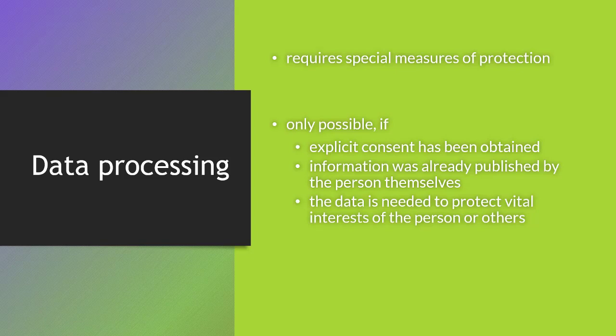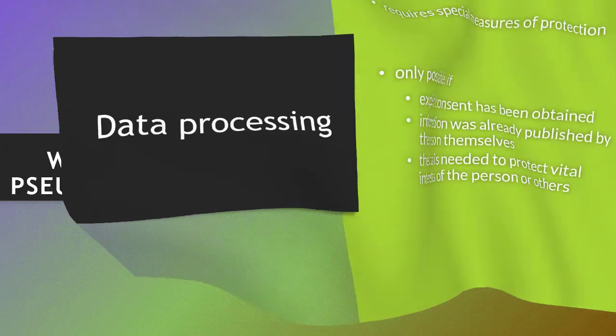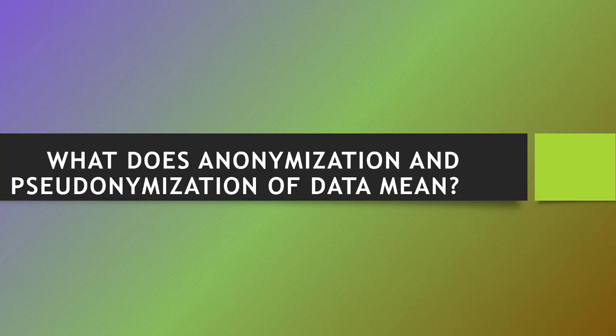However, since processing of both, let's call it simple personal data and sensitive data, is still a sensitive issue, the GDPR also defines two forms of processing scenarios that are intended to minimize the risk: anonymization and pseudonymization. And that actually leads us right to the last question on our agenda. What does anonymization and pseudonymization of data mean?